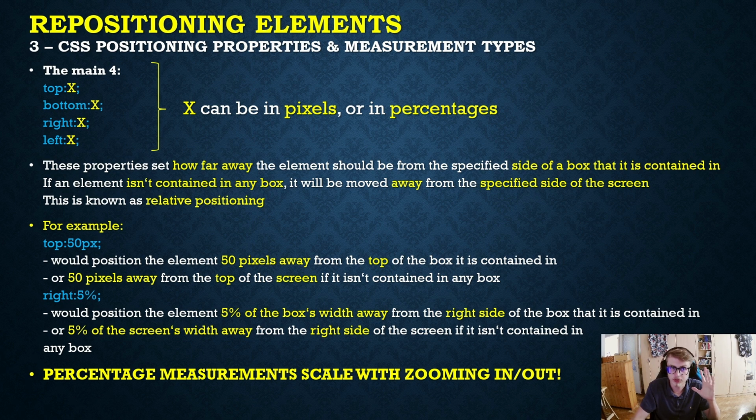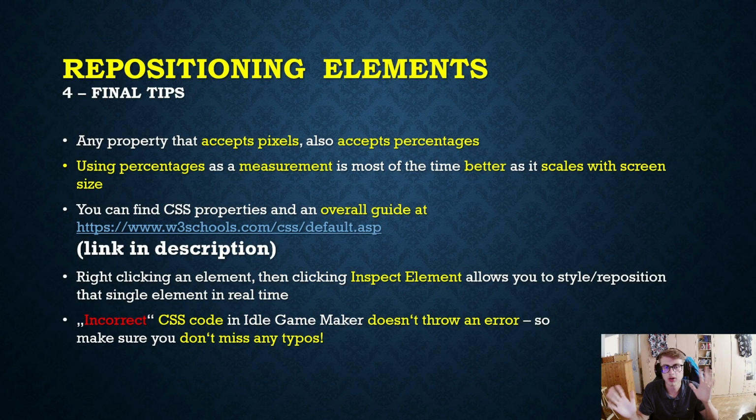And also very important is that percentage measurements scale with zooming in or out. You have no idea how many Idle Game Maker games I have seen with custom CSS and their layout just completely broke as soon as I zoomed in or zoomed out because they used constant pixel measurements instead of percentage measurements. So just remember, pixel measurements are constant, percentage measurements scale with the screen size. Alright, and yeah, that should be pretty much it for the CSS theory.